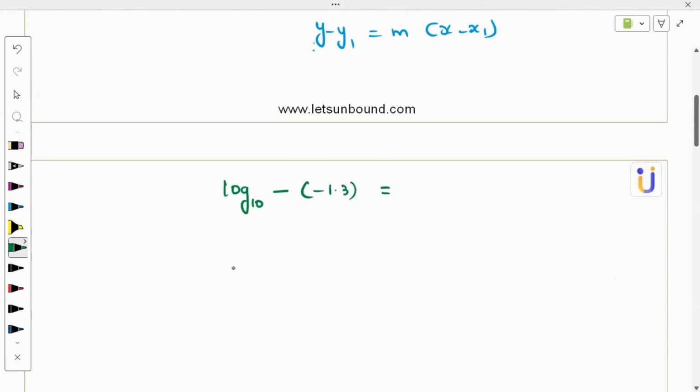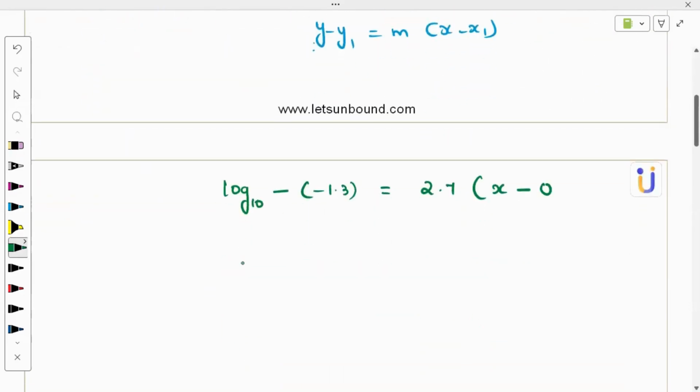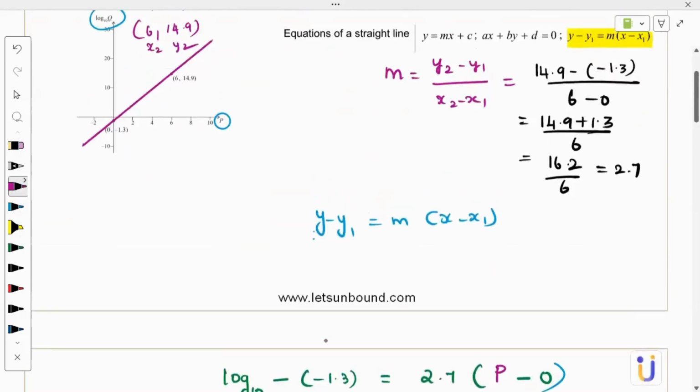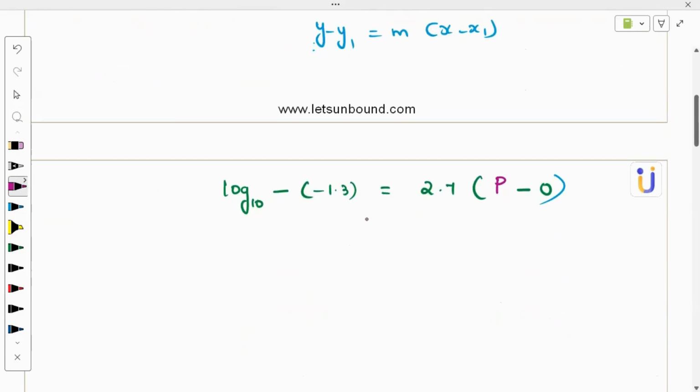LHS is over. That's simple. Equal to m into, my m is 2.7, just now we have worked it out. 2.7 into x minus x1. What is my x1? It's 0. Oh, I made a mistake. Actually, x is the general form, but here we are dealing with the x-axis, so it's p, right? And let's simplify this. We have to find an equation of q in terms of p. So log 10q, and that's it. So in place of y, in place of x. These are the things to be noted.